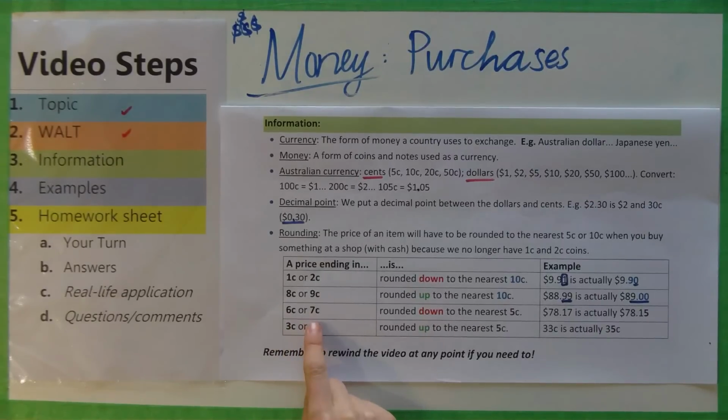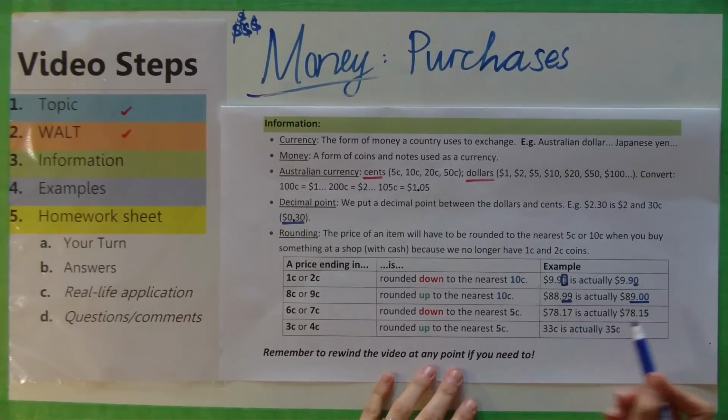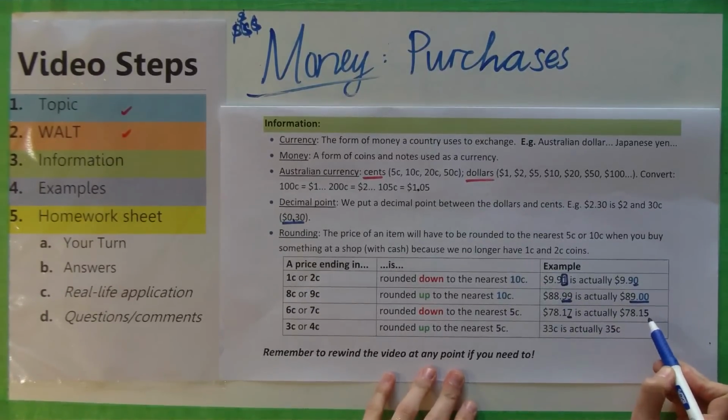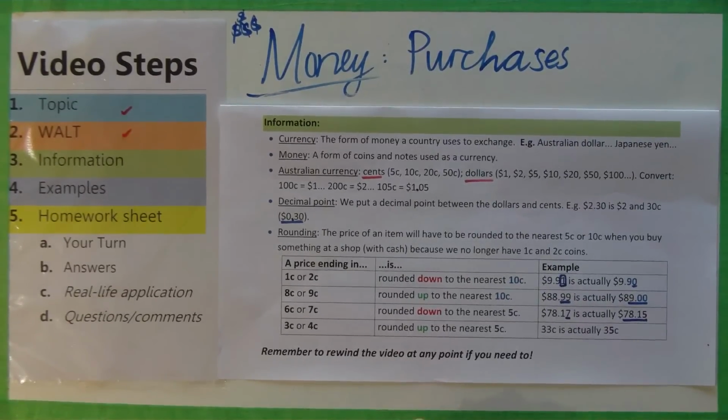If the price ends in 6 cents or 7 cents, it is rounded down to the nearest 5 cents. So $78.17 ends in a 7 there, so it's actually $78.15 if you're paying with cash. Of course, if your parents are paying with an EFTPOS card or a bank card, then they would just be charged the exact amount because they're not dealing with cash in that sense. But if you're paying with cash, it is rounded.